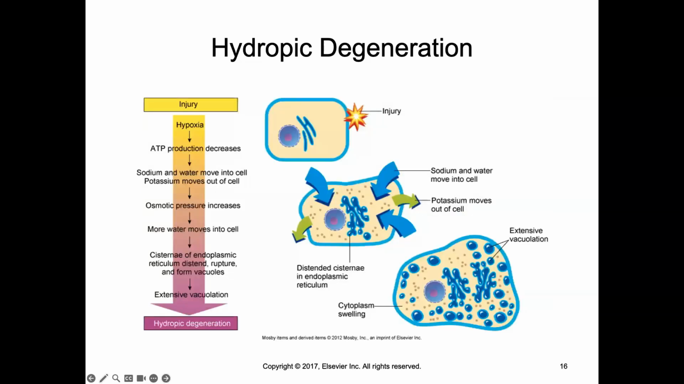So with hydropic degeneration, we have the injury, we have hypoxia, we have a drop in ATP production. Why? Lack of oxygen delivery, okay? Remember that you make 20 times more ATP with oxygen than without it. So without adequate oxygen, without adequate ATP production, cell function begins to shut down. Sodium and water move into the cell, potassium moves out, osmotic pressure increases, more water moves into the cell. The cisternae of the ER distend and rupture and form vacuoles, and we see vacuolization.